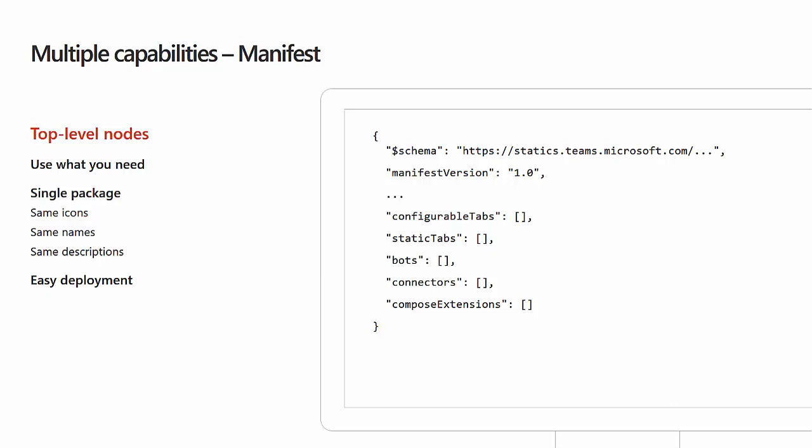You are not required to use all of them. You can, again, just pick the ones you want. But by using a single package with the same icons and same names and everything, you just get a sense of familiarity with your integration from your line of business system or your external systems into Microsoft Teams. And you have one application, which makes for easy deployment. It's a simple zip file to upload into a team or publish into the store. Again, the easiest way to do that.